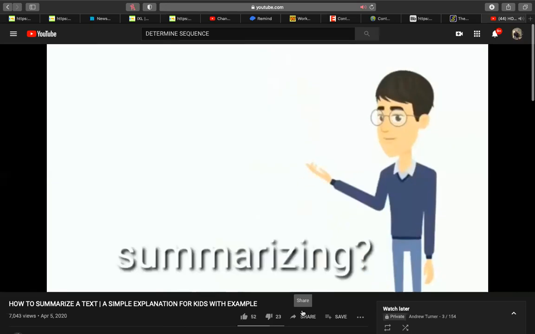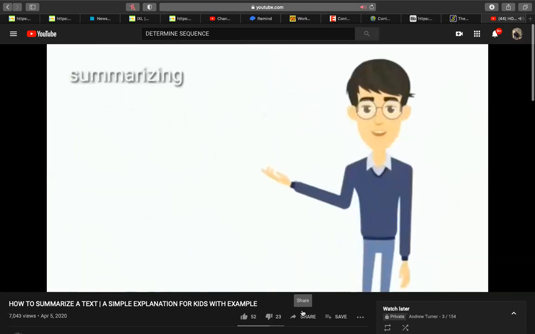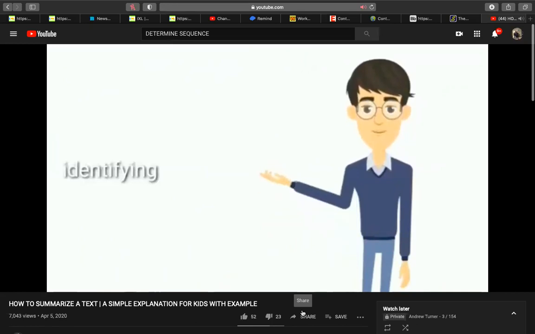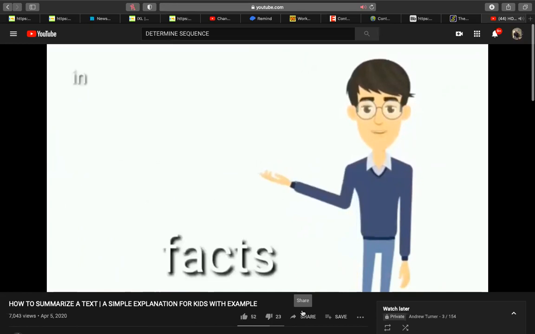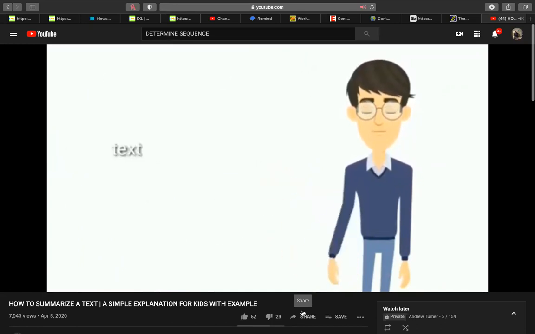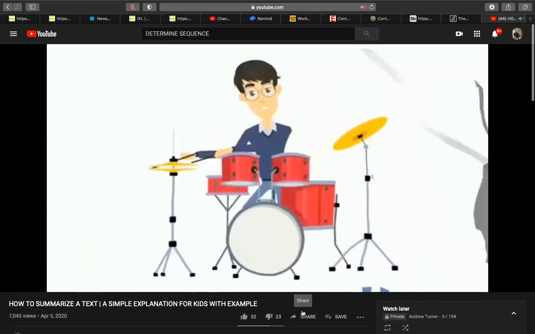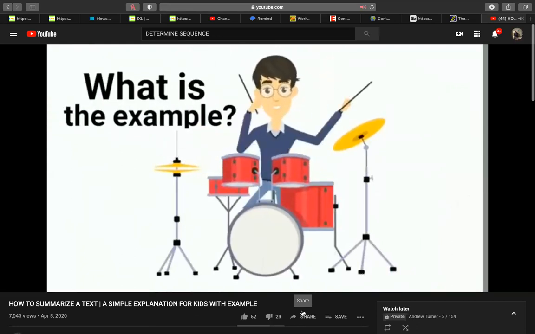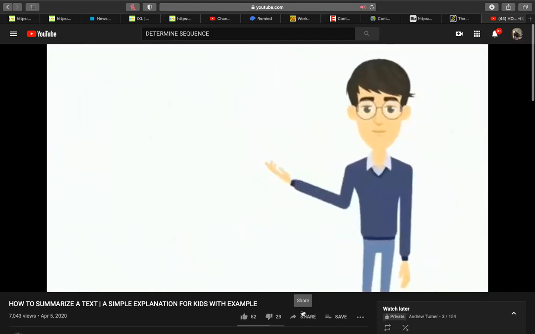What is summarizing? Summarizing is a way of understanding a text by identifying the main idea and important facts. In other words, it is like what the text is about, supported with important facts. Now, let us see the example.